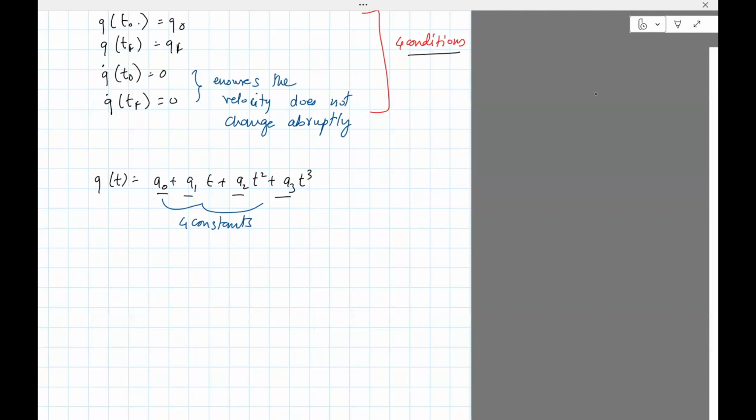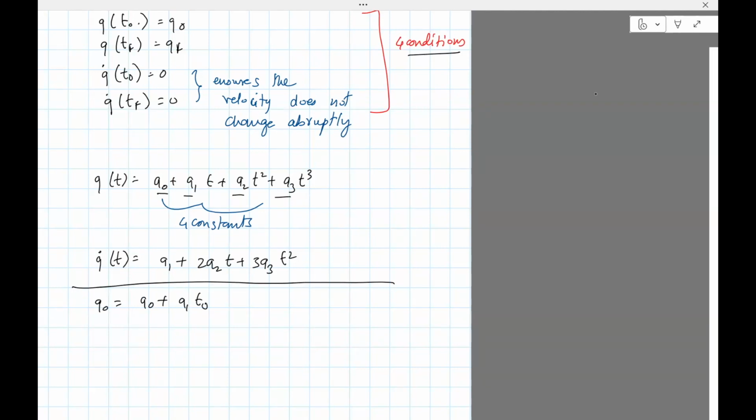We'll also specify what q dot is. We just differentiate that first expression: a1 plus 2a2t plus 3a3t square. And so we have the following 4 conditions. q0 is a0 plus a1 t0 plus a2 t0 square plus a3 t0 cube. I just substituted the value of q at t0. Then we have qf equals a0 plus a1 tf plus a2 tf square plus a3 tf cube.